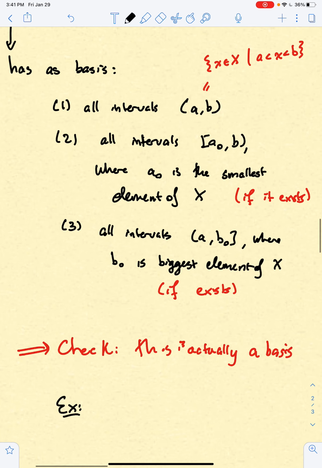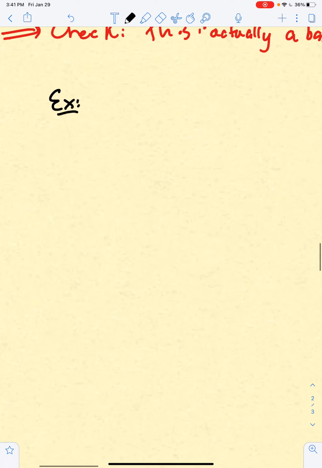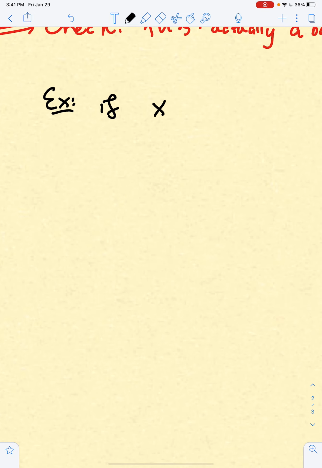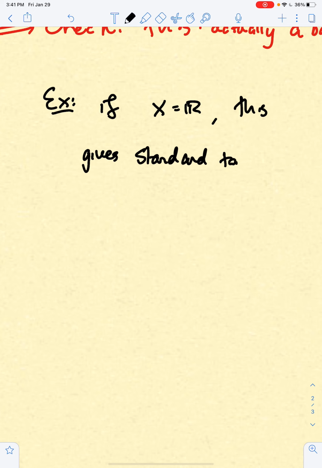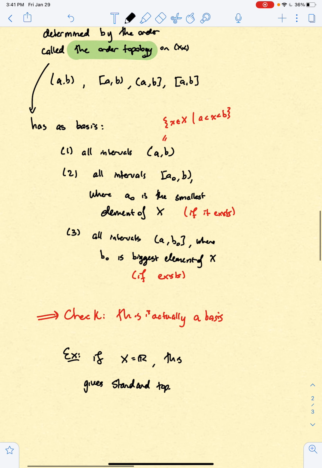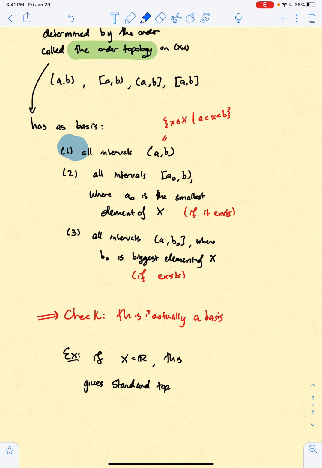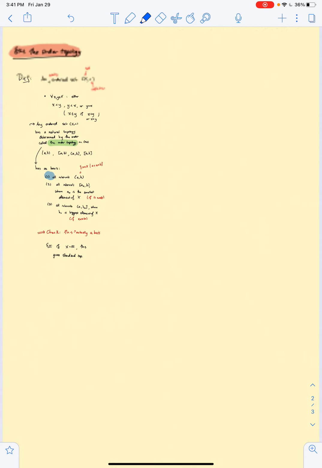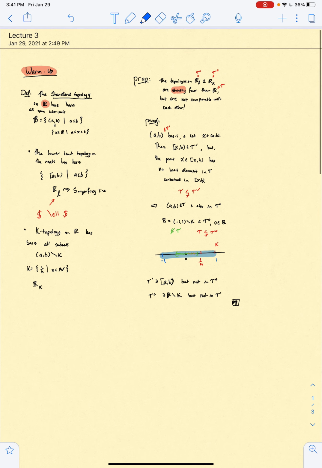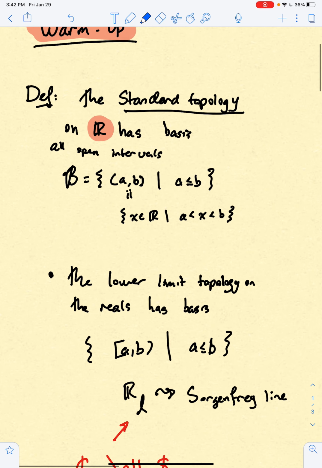So it's clear when I'm talking about just the real numbers, if X is the reals with the usual ordering, this gives the standard topology. Almost by definition, right? There is no biggest or smallest element of the real numbers, and so the only thing we have would be this one right here. But all intervals of that form, by definition, is the standard topology.